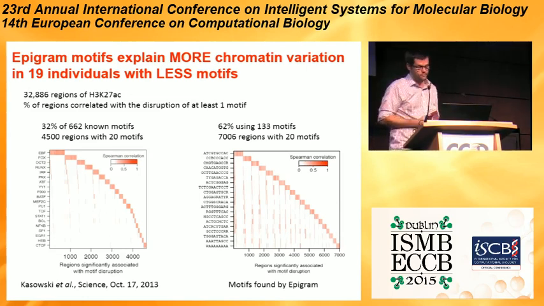using 20 motifs. So this is no criticism of Mike Snyder's paper. They were using known motifs. My point is that if you use Epigram to search for specific motifs which are related to the epigenomic modification, then you'll find things which are not in the known motif sets, but are involved in its regulation.